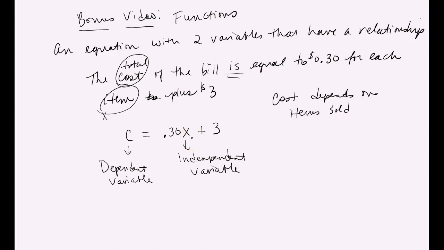And some more vocab to add to it: if your teacher doesn't call them dependent and independent, your teacher might call them, this one might be called the range. This one might be called the domain. Another way your teacher might say it is they may call this the output, and they might call this one the input. These all mean the same thing. These 3 things are the same thing. These 3 things are the same thing.